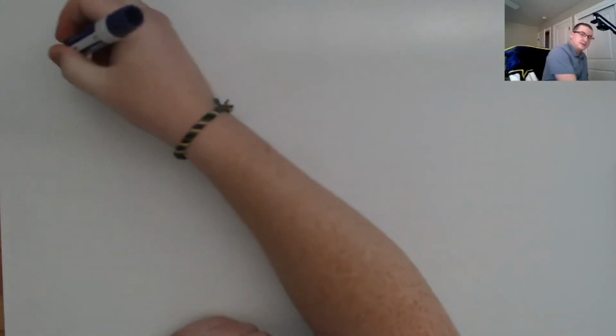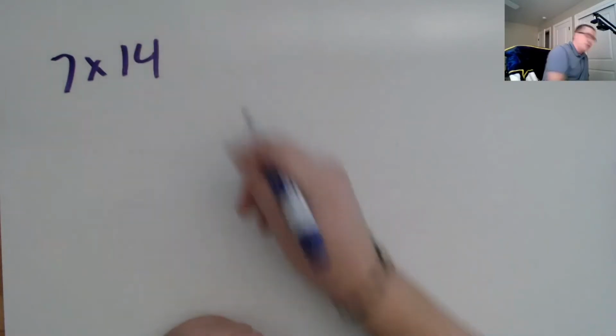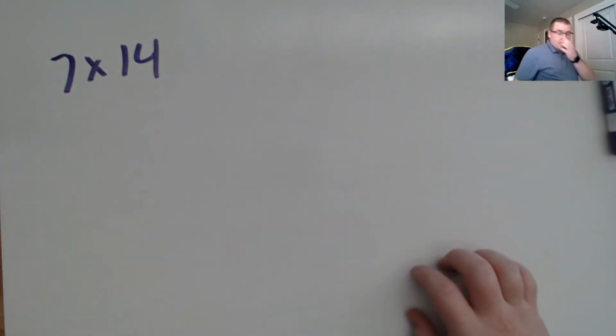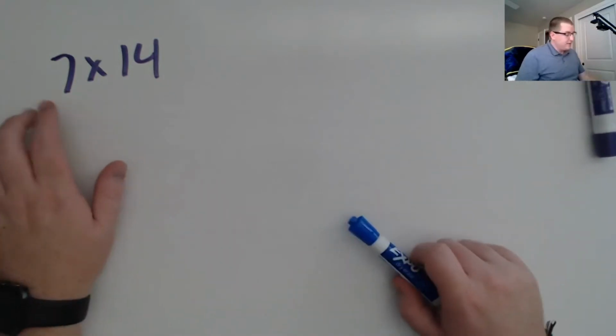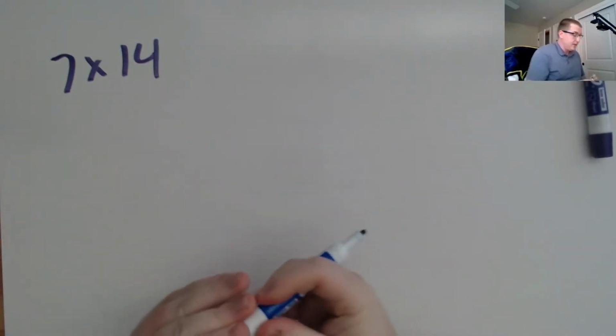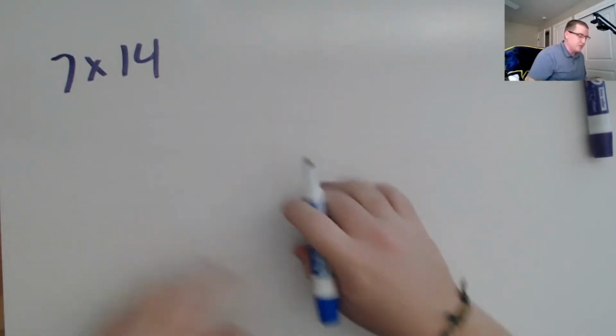So the math problem I have is 7 times 14. Okay, that's going to be what we start with. Now, to make this expanded form, we're going to leave the 7 alone right now, and we're going to go ahead and split up this 14. So I'm going to split 14 into two easy numbers to remember.